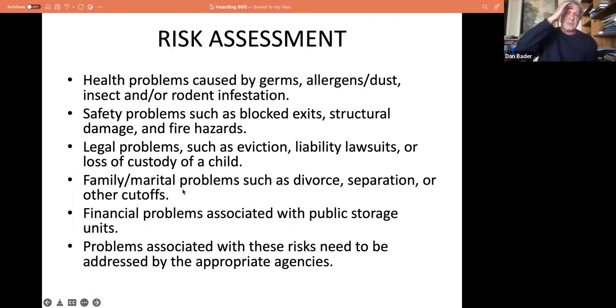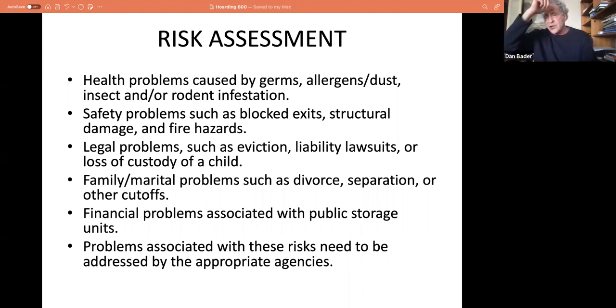All right, so risk assessment when you're dealing with hoarding. Health problems caused by germs, allergens, dust, insect and/or rodent infestation. Safety problems such as blocked exits, structural damage, and fire hazards. And a lot of times in these hoards, especially with people who like to save a lot of newspapers, and it's all over the place, it really can be quite a fire hazard. Especially if the person smokes, for example.